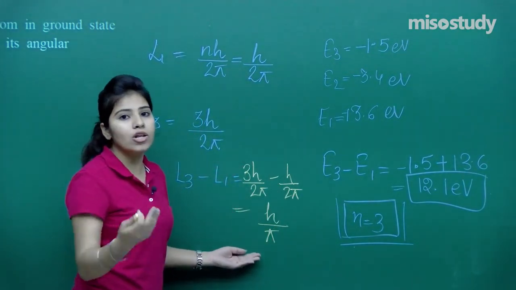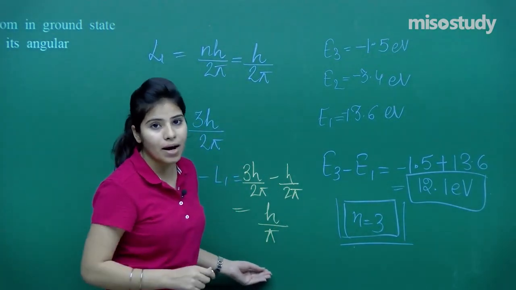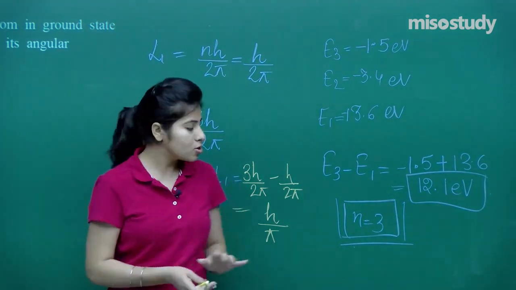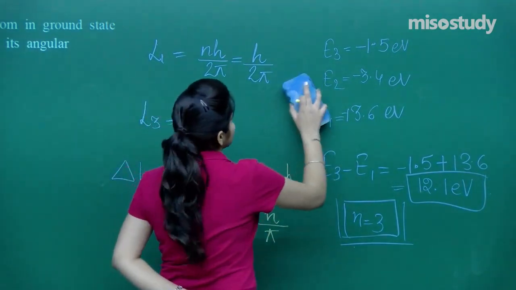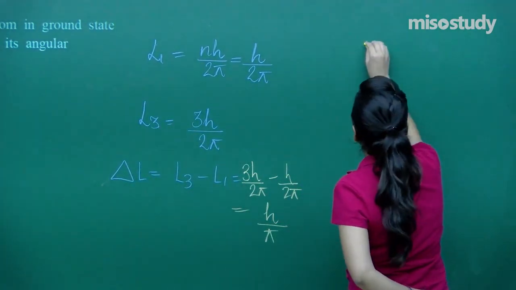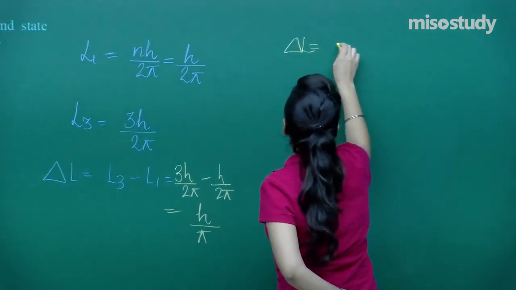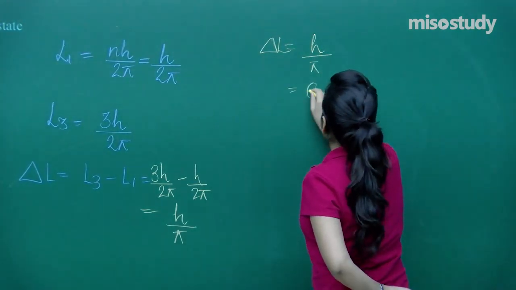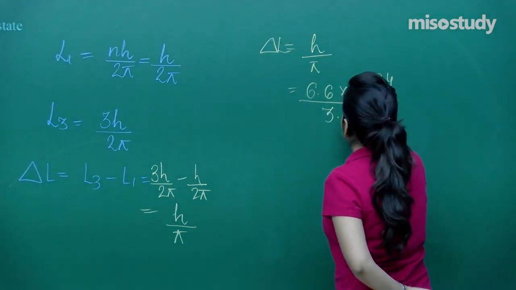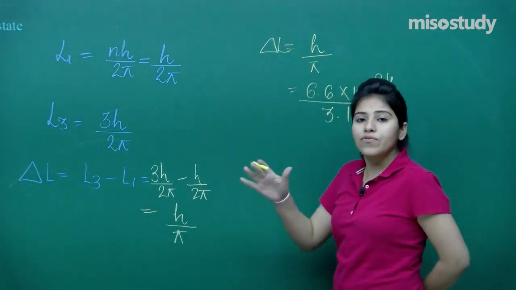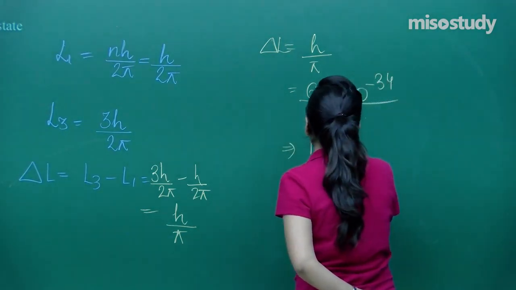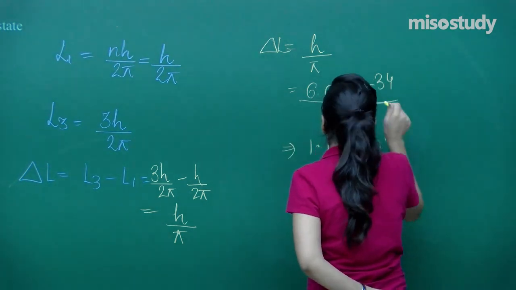We know that the value of h is 6.6 into 10 raised to the power minus 34, and pi is nothing but the value 3.16. So we put in the values. Your delta L is h upon pi, so 6.6 into 10 raised to the power minus 34 divided by 3.16. If you solve this, your value will come out to be something like 1.12 into 10 raised to the power 11 or something.